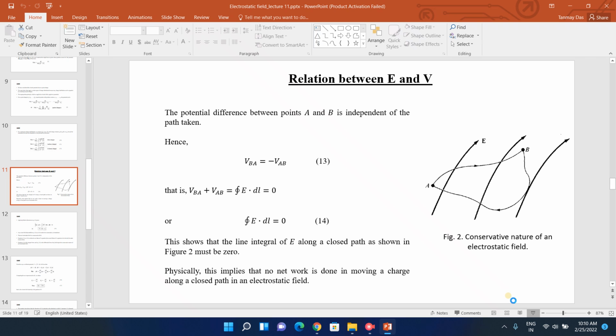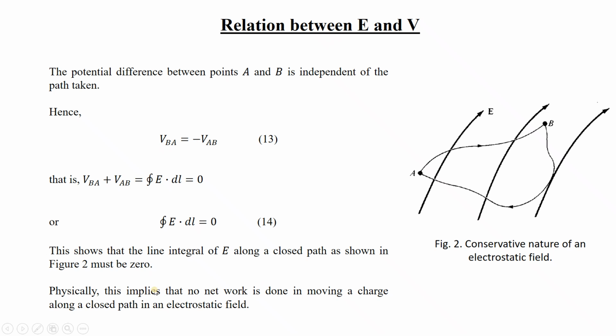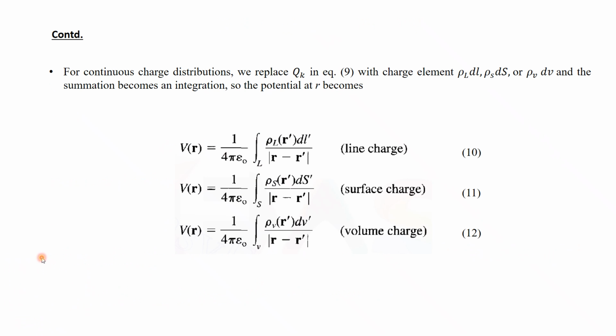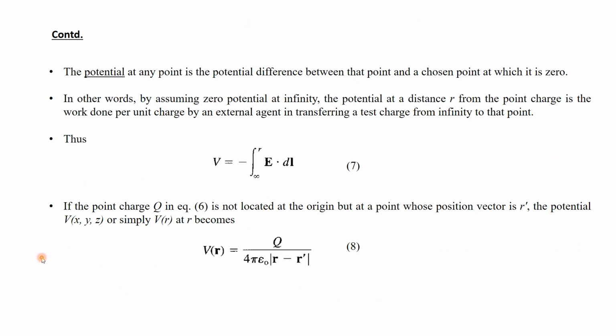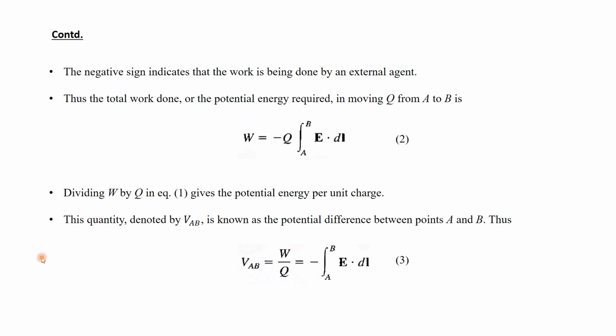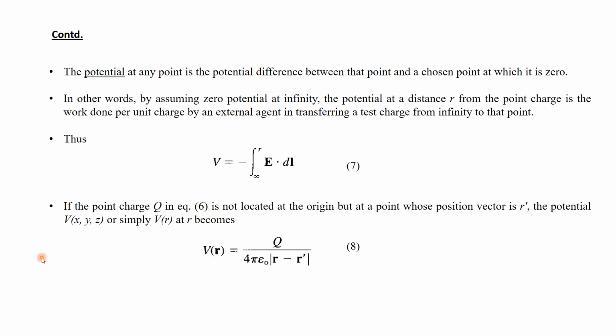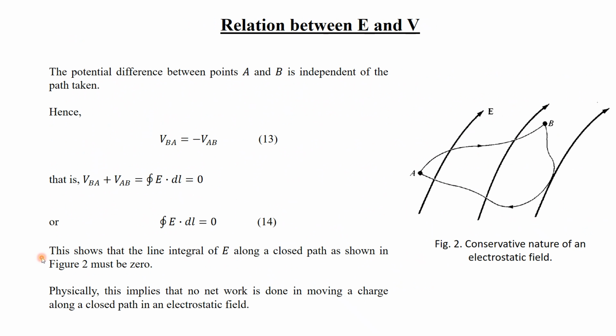In the last class we discussed electric potential, and how to represent it using a point charge, a line charge, or a surface charge. Electric potential is the work done per unit charge.